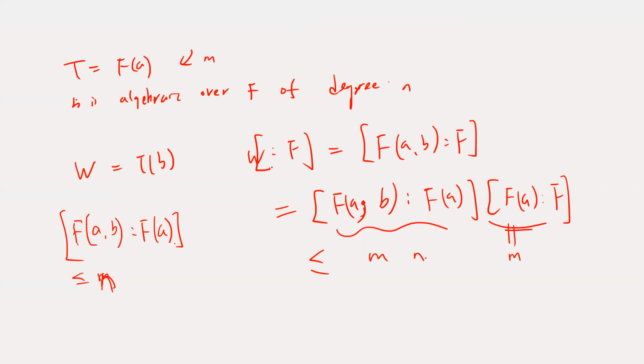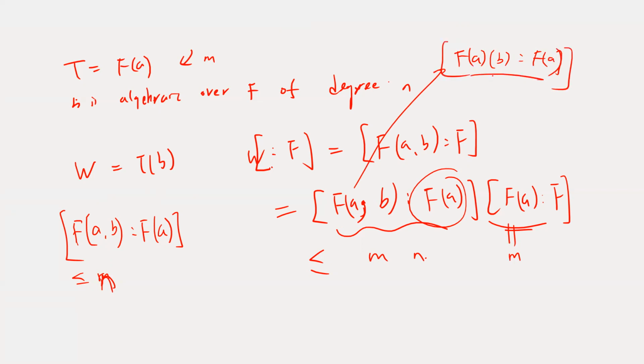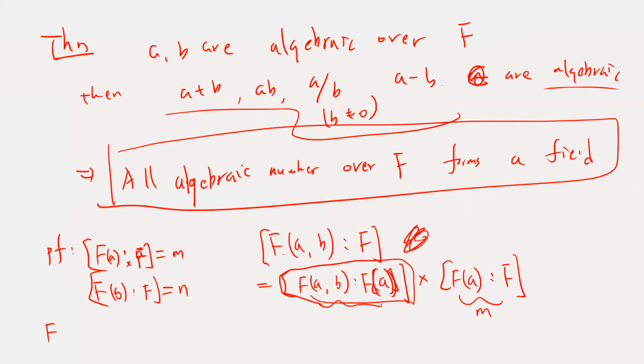Because now you increase the field, so you can write this as F(A, B). In the original F, you need degree N to satisfy it, but now that you enlarge the field, the degree should be at most N still. So this is still finite. Once you know this is finite, it must be algebraic. So the proof is done.